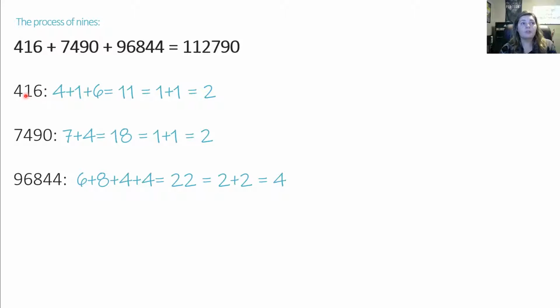So what we're going to do is get the sum of this number. So we're going to say 4 plus 1 plus 6 equals 11. But we want to have a single digit number when we're done. So I can say 1 plus 1 equals 2. And then what about here?